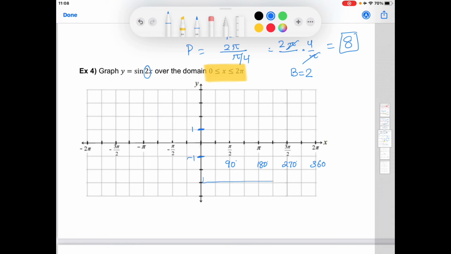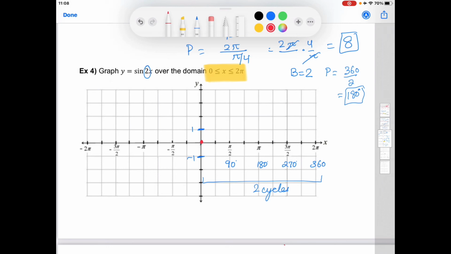I know my b is 2. How do I do that? It means that in this 360, I will have 2 cycles of my sine graph. So for graphing, you always need your period. So how do you find your period? You do 360 divided by 2, which is 180. So your one cycle is going to be 180 degrees. Sine, you start at your midline and you end at your midline. That would be one cycle, completed in 180 degrees.